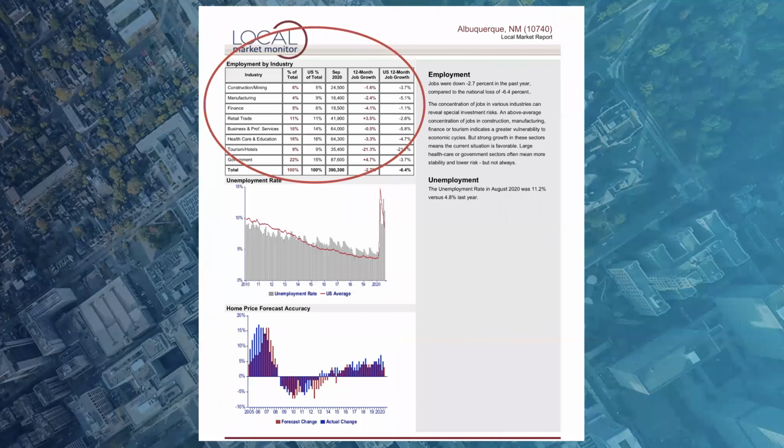On the last page of the report, the table at the top shows the structure of the local job market, how that compares to the US average, and at what rate jobs in each sector are growing or shrinking. In this example, the government sector is much larger than average, and government jobs actually increased during the past year, even with the pandemic. The next chart shows monthly unemployment, which in this case was steadily decreasing before the pandemic hit.